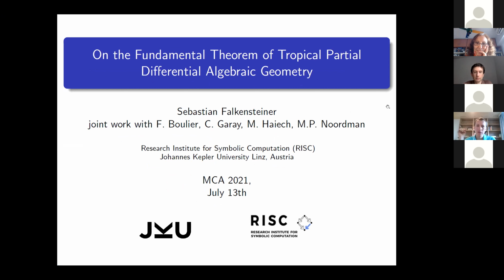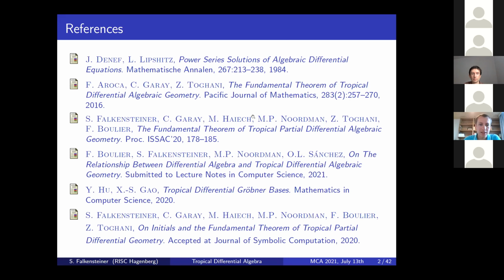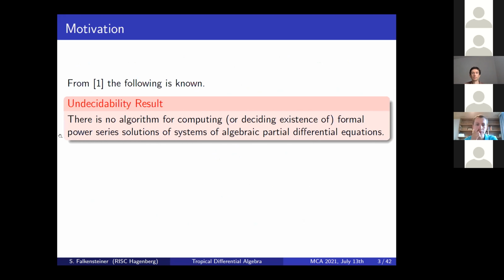So today I want to speak about the fundamental theorem of tropical partial differential algebraic geometry. Very long title, but it somehow should continue on the talk given by Sebastian previously, namely to give the right intuition for Newton's lemma in the case of differential equations in the tropical setting. So here are several references which might be useful later, but okay, I will skip it here.